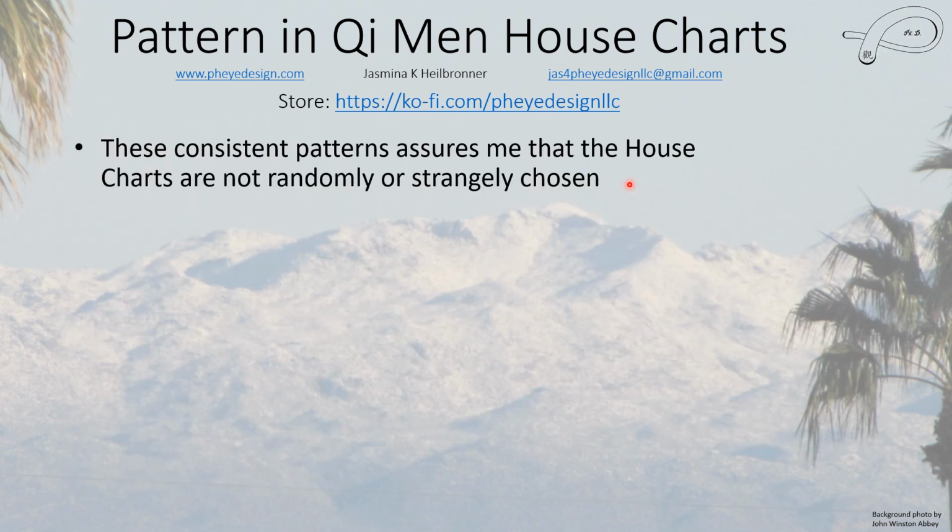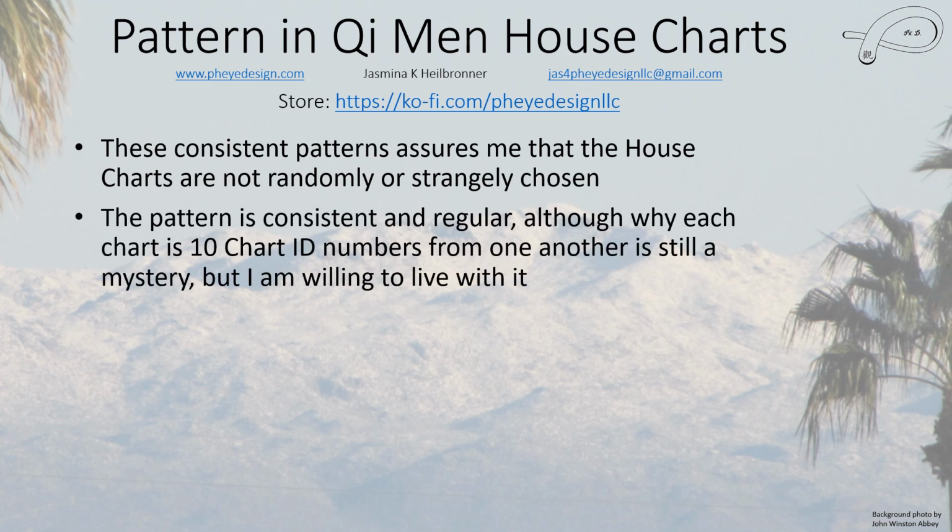So this really does assure me that there is something real going on here, and it makes sense. I mean, finally I see the pattern. Now again, the pattern is consistent and regular. Now, why each chart is exactly 10 chart ID numbers away, that's still a bit of a mystery. But it works. Or I guess it's just to keep it all within one day, I don't know, or within 2 days. That would cover all of the house charts for a given period and a given facing direction.